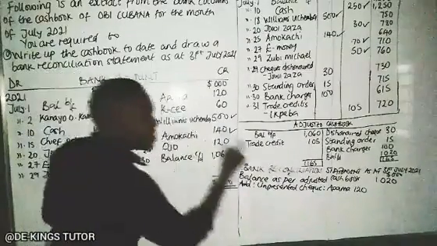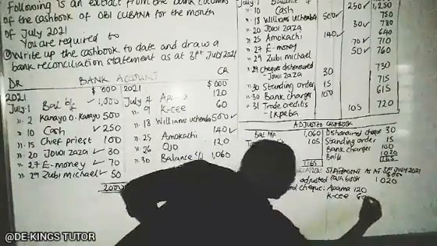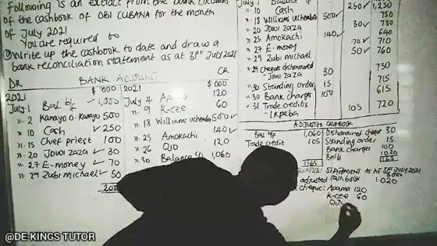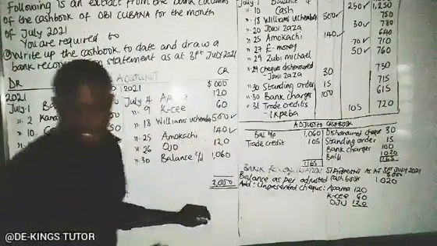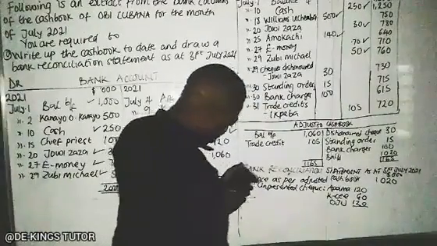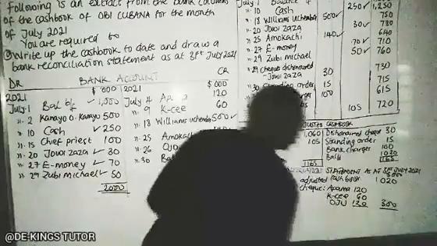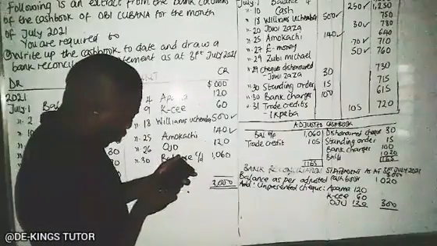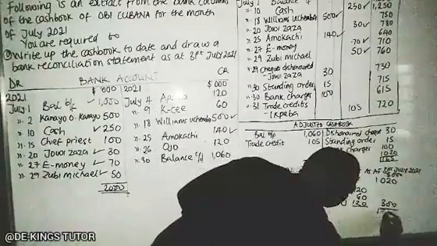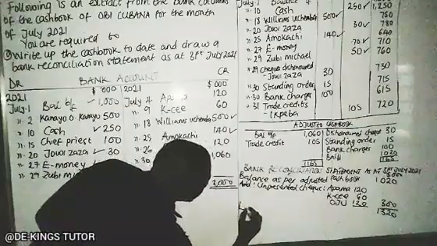Another one person he gave is KC. KC is 60. Another person he gave is what? Ojo. 120. Okay, so if you add up all this, 120 plus 120 will give us 240 plus 60 is what? 300. So if we add up 300 plus 1020, give us 1320. 1320.